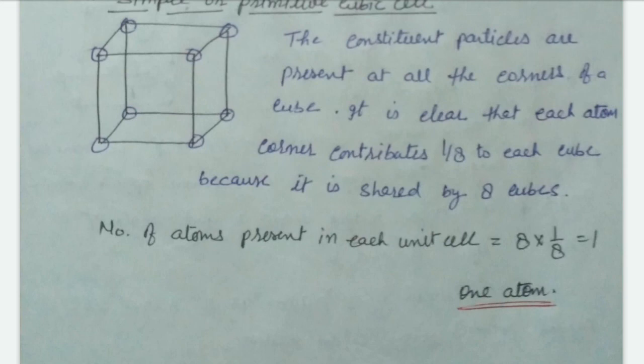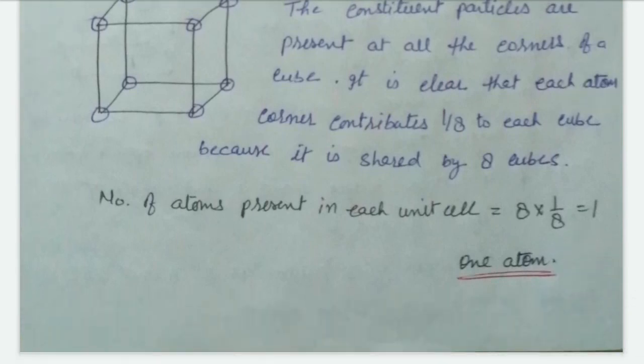We can easily find the number of atoms present in a simple unit cell: it equals the number of atoms multiplied by the contribution of each atom. The number of atoms is 8 in a unit cell and 1/8 part contributes. So the simple unit cell has 1 atom, right? BCC and FCC we will discuss in the next period. Thank you.